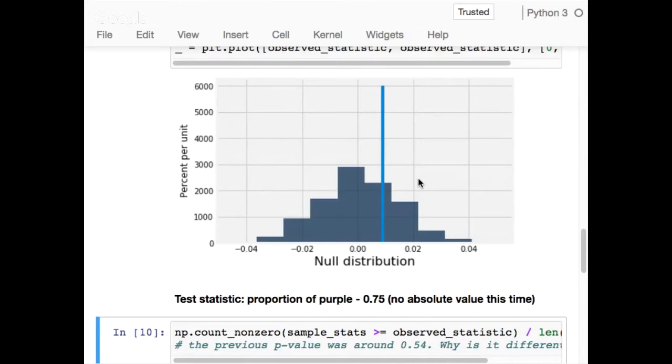Kevin? Use the absolute value. I think you're measuring just the distance away, right? You said that here, you take that away. Directional. Yeah, that's a good point.